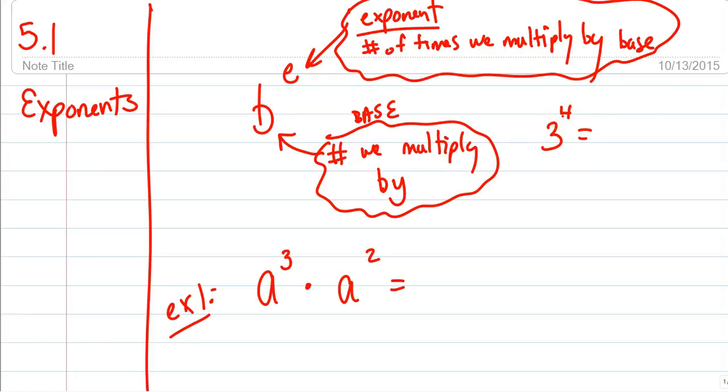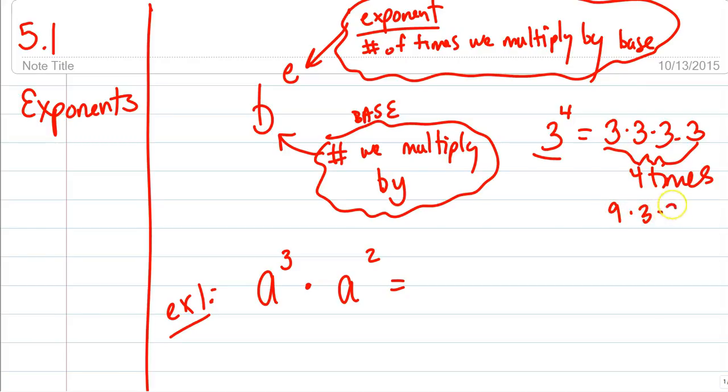So 3 to the 4th, what that means is multiply by the base, multiply by 3, how many times? This does not mean 3 times 4. We already have something for that. It's called 3 times 4. Literally what this means is multiply by that 3, 4 times. And so then we could multiply that. 3 times 3 is 9. 9 times 3 is 27. 27 times 3 is 81. So 3 to the 4th power is not 12, it's 81.